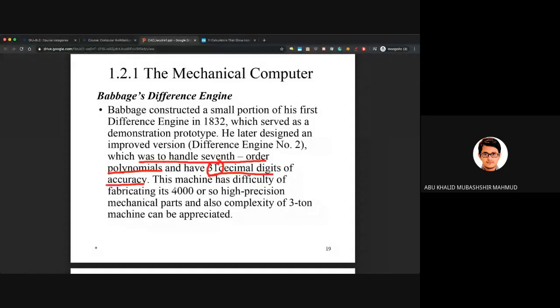Now this improvement is the foundation that was used later to build today's electronic computer. The decimal digits of accuracy pioneered it. Let's proceed further.